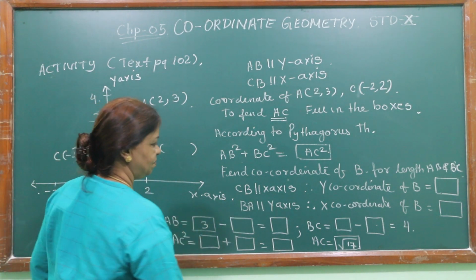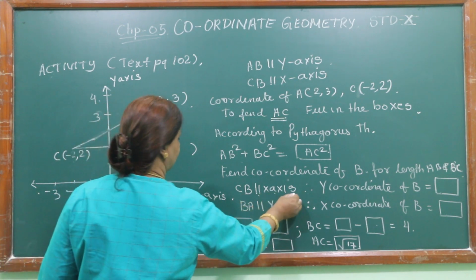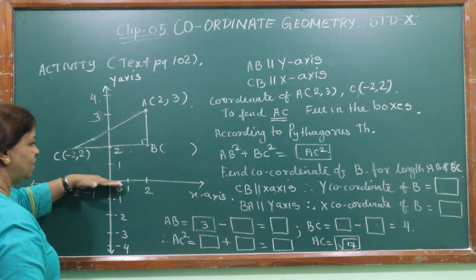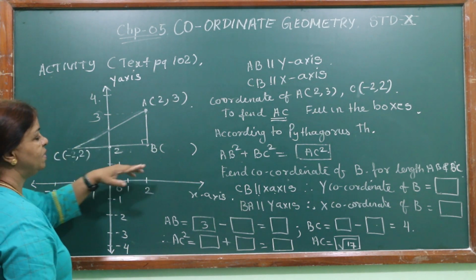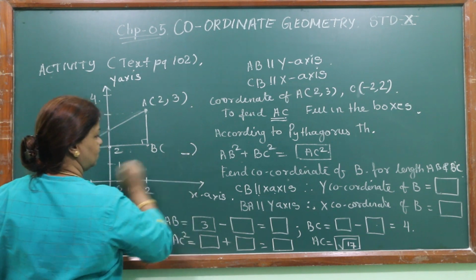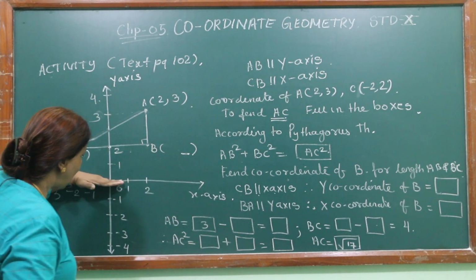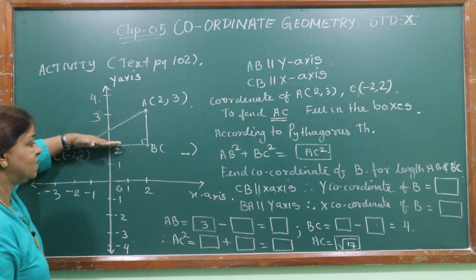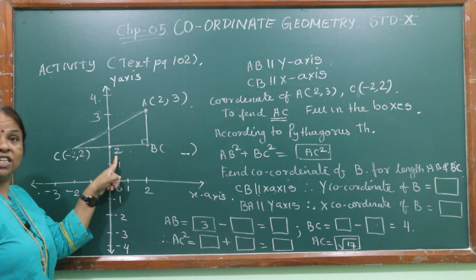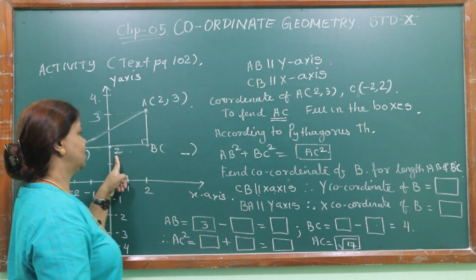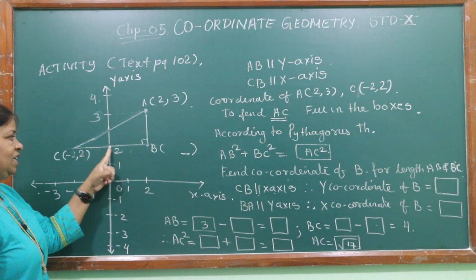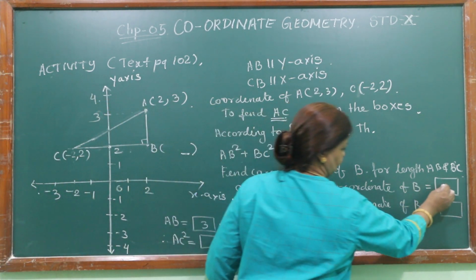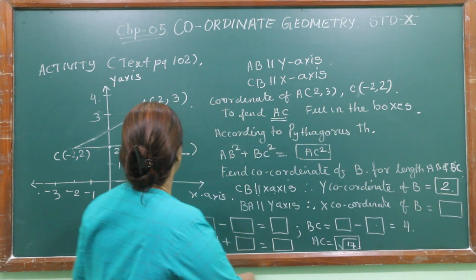See, it is given CB is parallel to x-axis. CB, this line is parallel to x-axis. So what will be its y coordinate? This y coordinate. So how many steps is line CB on y-axis? 2. It is 2 units on y-axis. So definitely the y coordinate of point B will be 2. We got it here, 2.